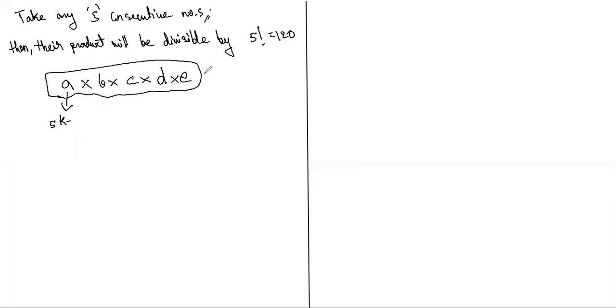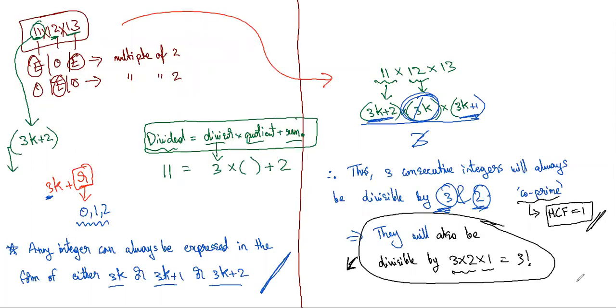Is anyone having any doubt? No, sir. Okay. Right. Good. So this is about 3 into 2 into 1. Right.